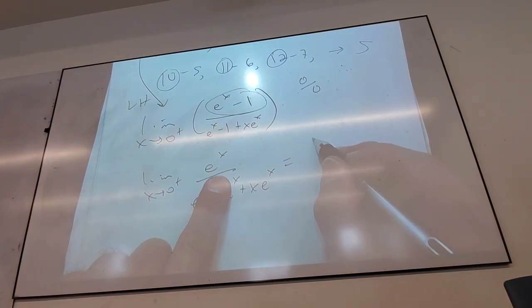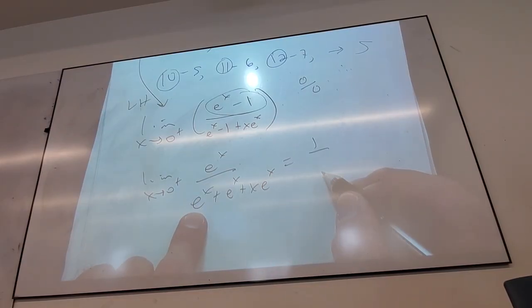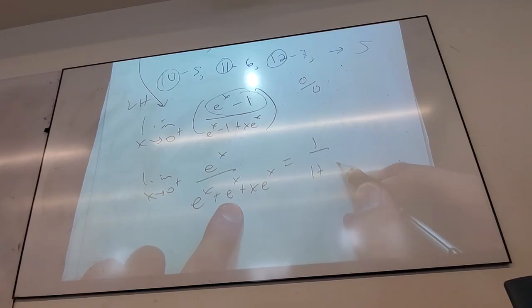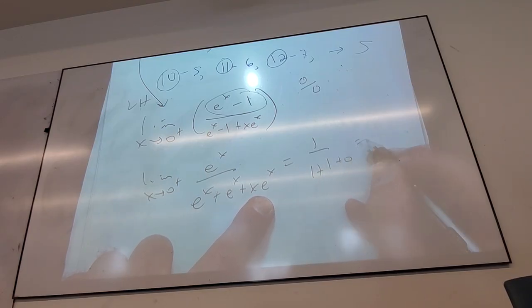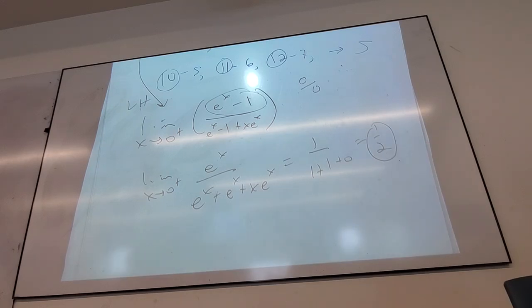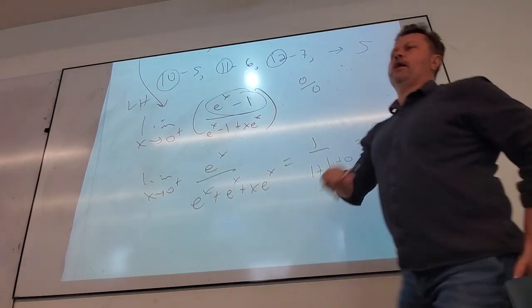E to the 0 is 1. E to the 0 is 1. E to the 0 is 1. And then 0 times whatever is 0. So I get 1. That's the power of L'Hopital's.